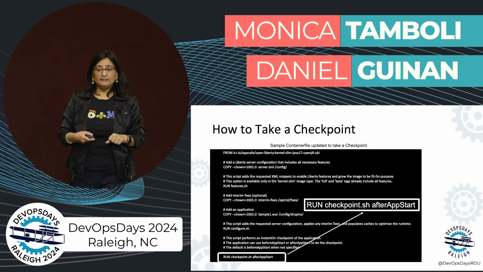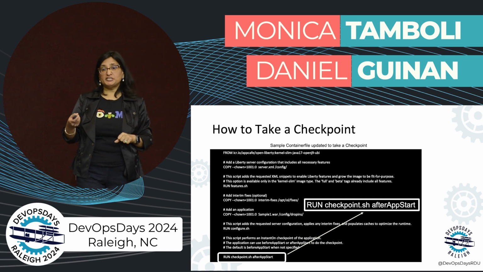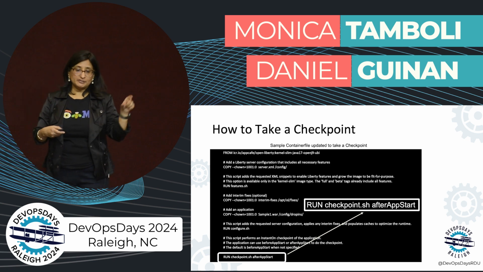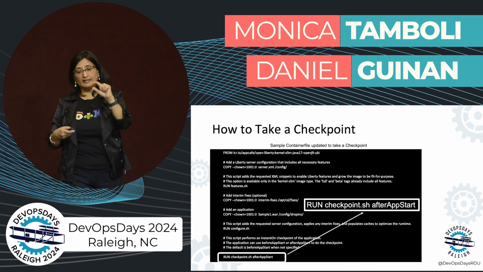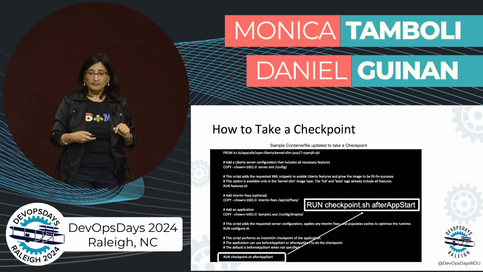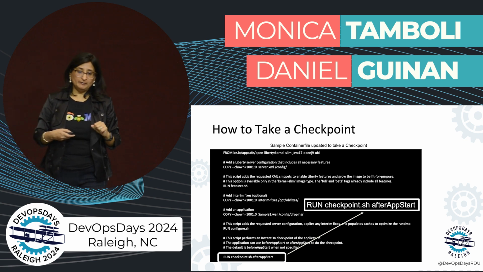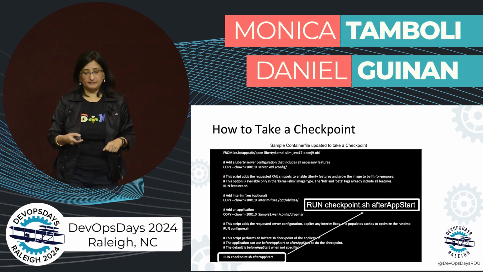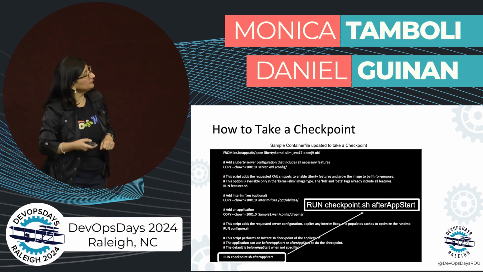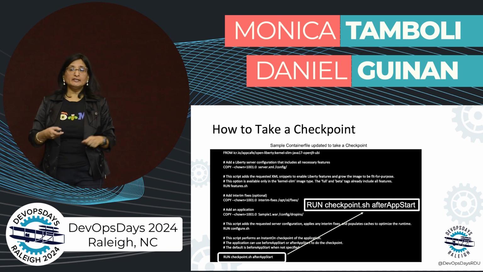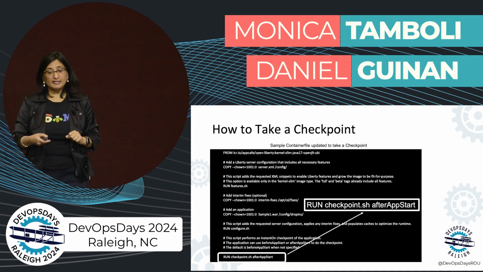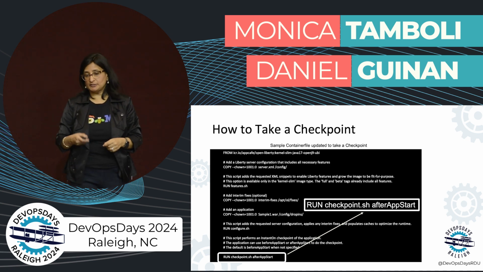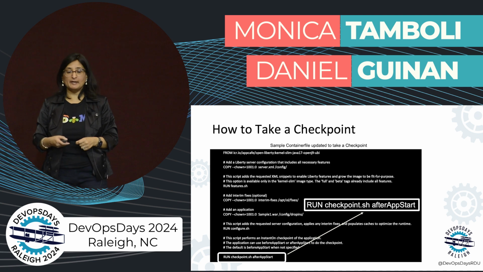So this is how you take a checkpoint. This is a typical container file. The first, if you see, we are starting with our Liberty container with a specific Java. You copy your application file. You see a copy command, it might be hard to read. And then the important thing is we are running this utility, run checkpoint, and we are passing it where to take the checkpoint. In this case, we are taking the checkpoint after app starts.